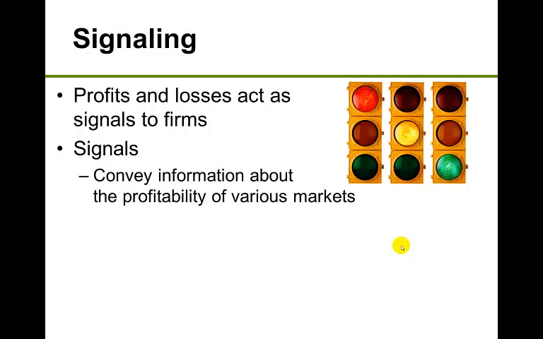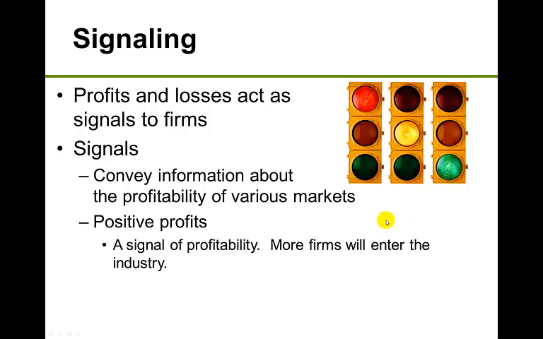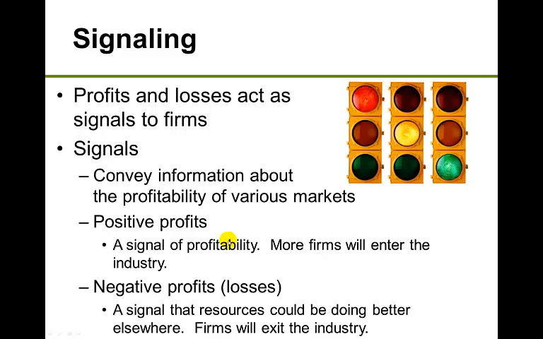Prices, especially when we go from the short run to the long run, will act as signals and will signal to people and entrepreneurs whether they should get into this market or not. So positive profits in the short run send a signal to people that they should really enter the market. Negative profits or losses will send the opposite signal: that resources could be doing better in other markets, so some people will leave the market and decide to do something else in the long run.